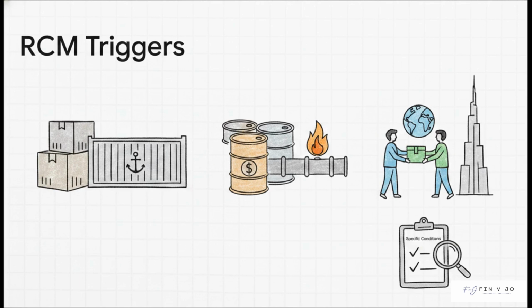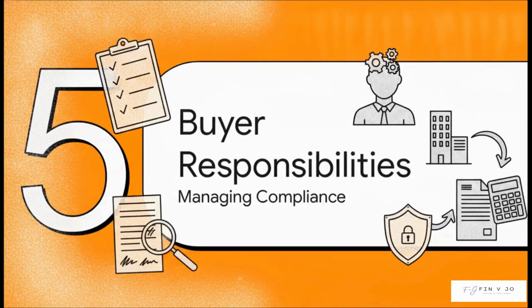And third, this is the broadest category, the supply of goods or services by a person who doesn't have a place of residence to a taxable person who does have a place of residence in the UAE. Just keep in mind, each of these scenarios comes with strict conditions under UAE VAT executive regulations to actually trigger that liability. And if your transaction does meet those conditions, the supplier steps away. That brings us to our final part, Section 5, your responsibilities as buyer, managing compliance.